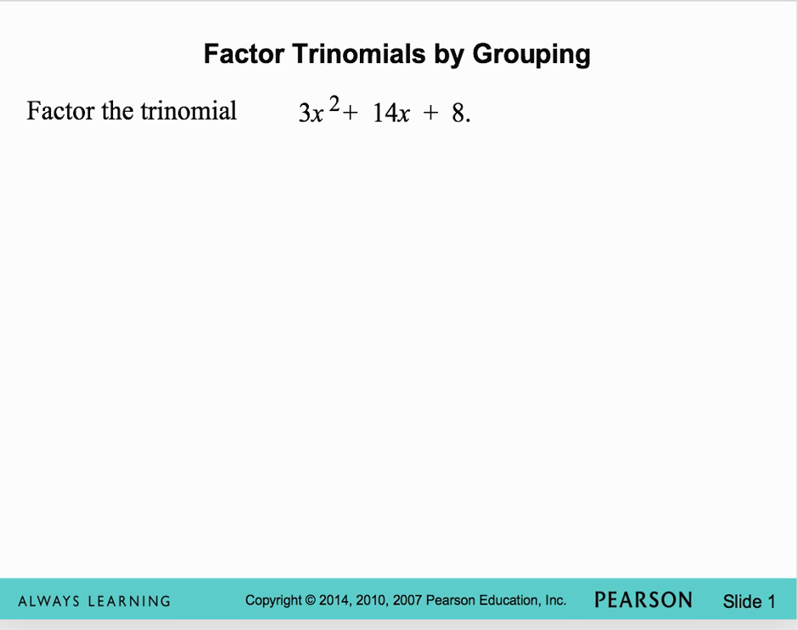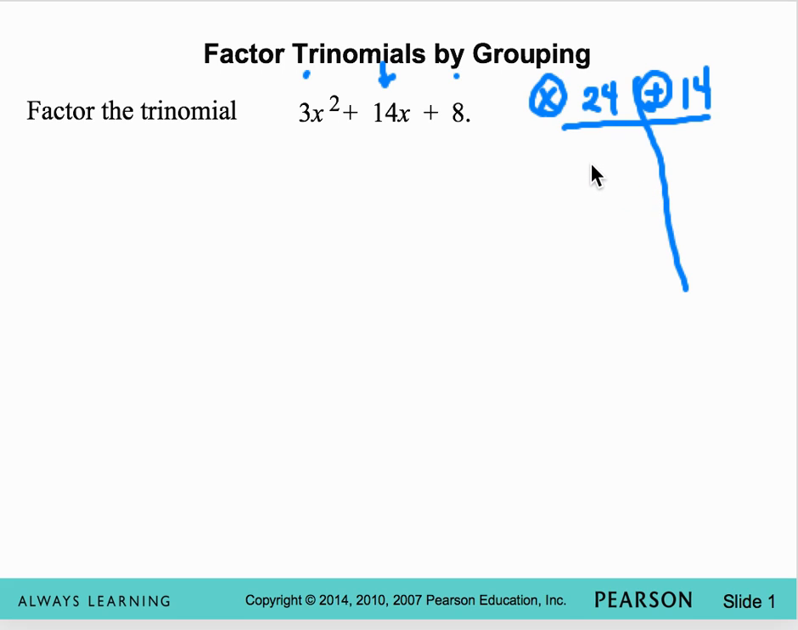Now, with that being said, what I need to do is I'm going to go over to the side and I'm going to find my 2 special numbers. And I find them by whatever 3 times 8 is, so that's 24. So these numbers have to multiply and give 24 and add to give 14.